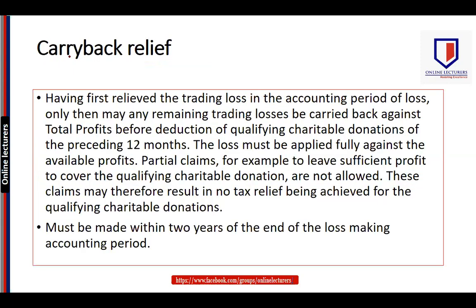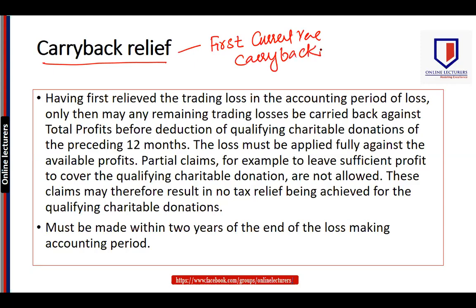Similarly, we have another option available, that is the carryback relief. But there is a mandatory condition that first you have to opt for current year relief, and then you can move to carryback. You cannot directly carry back the losses and then current year. While in individual, you can choose either current year or carryback, but in the case of a company, it is current year first and then forward, or current year, carryback and then forward.